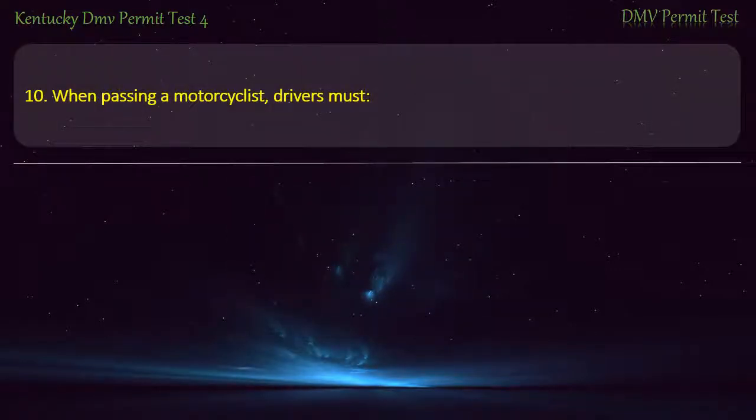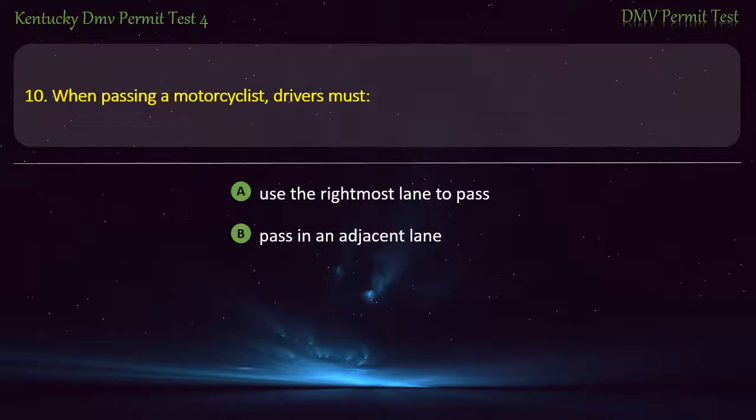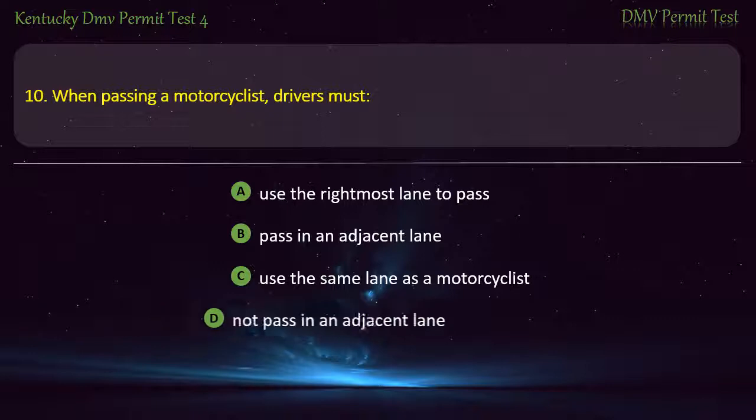Question 10. When passing a motorcyclist, drivers must use the rightmost lane to pass. Pass in an adjacent lane. Use the same lane as a motorcyclist. Not pass in an adjacent lane. Answer. Pass in an adjacent lane.